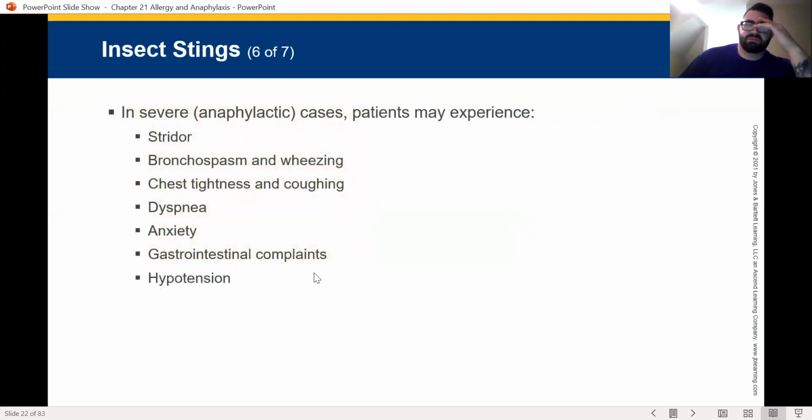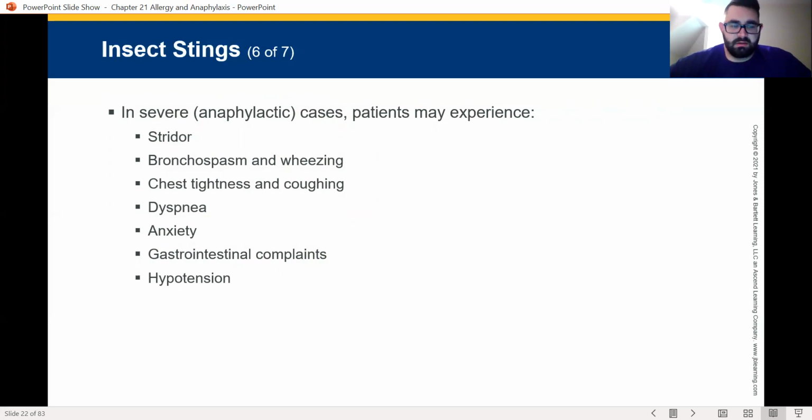Severe anaphylaxis, the patient will have stridor, that upper airway constriction, bronchospasm, and wheezing. It ain't easy being wheezy. And that was cheesy. But hey, I could be a poet. Now you know it. So bronchospasm and wheezing, chest tightness and coughing, dyspnea, anxiety, gastrointestinal complaints, and hypotension. So the ones that are going to kill you are the stridor, the bronchospasm, wheezing, chest tightness and coughing, dyspnea, hypotension.